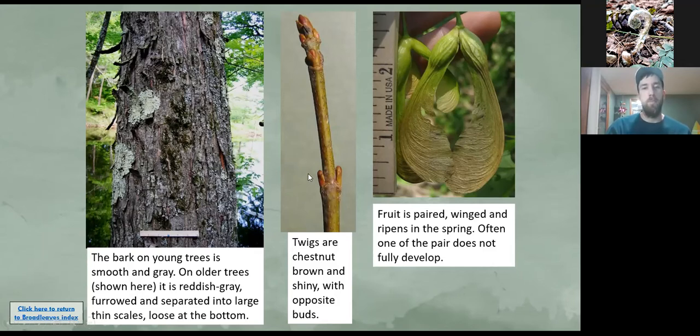The twigs are similar to the other maples, but they typically have a shiny chestnut appearance to them. Like all maples, they have a paired samara. One interesting thing, if you look at this one back here, is typically one of the two seeds that are paired together is not viable. So you'll typically find one dominant one and one small, poorly developed one.